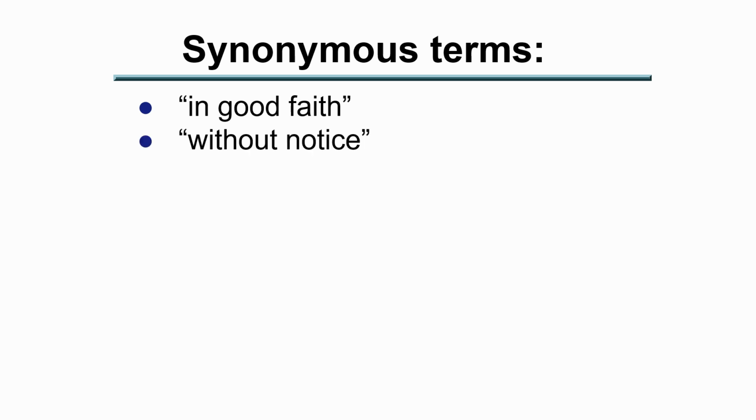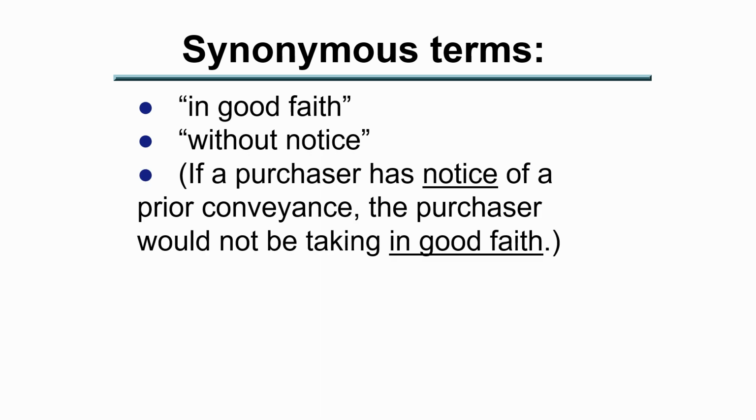Now, when we read these statutes, and we are going to take a look at some in just a moment, we'll see that some terms, even though they sound different, really have the same meaning. Sometimes the statute will refer to a person as taking the property in good faith. Other times they'll refer to a person as taking it without notice. Well, those mean the same thing. If a purchaser has notice of a prior conveyance, the purchaser wouldn't be taking the property in good faith. So you can express it either way, either as good faith or without notice.